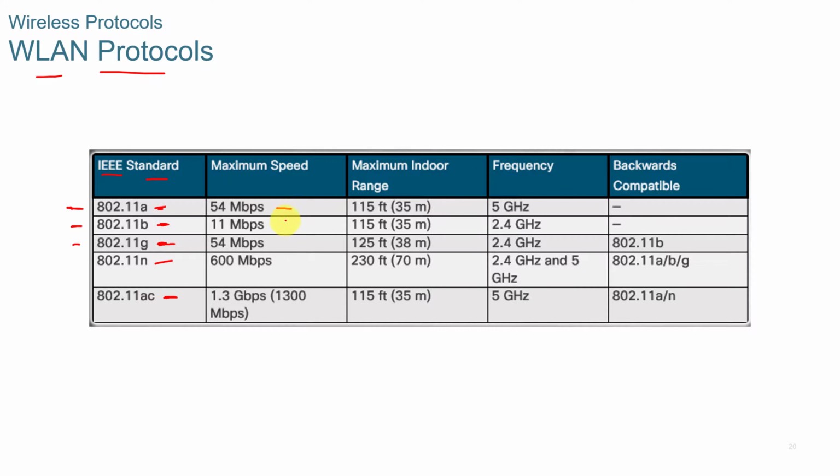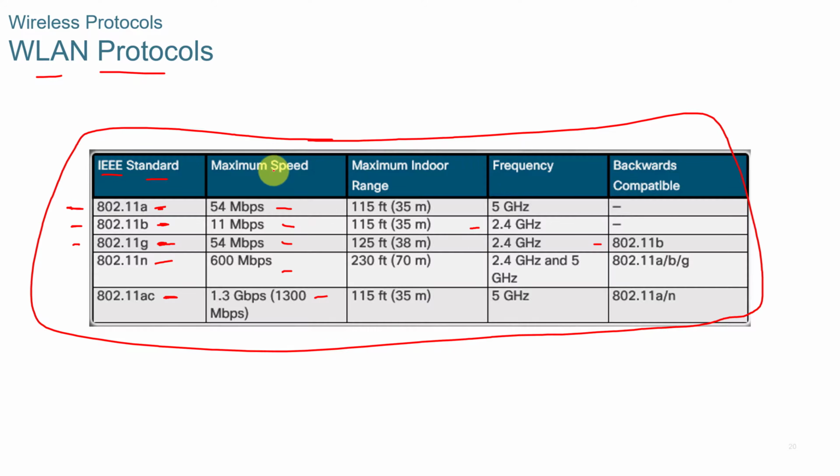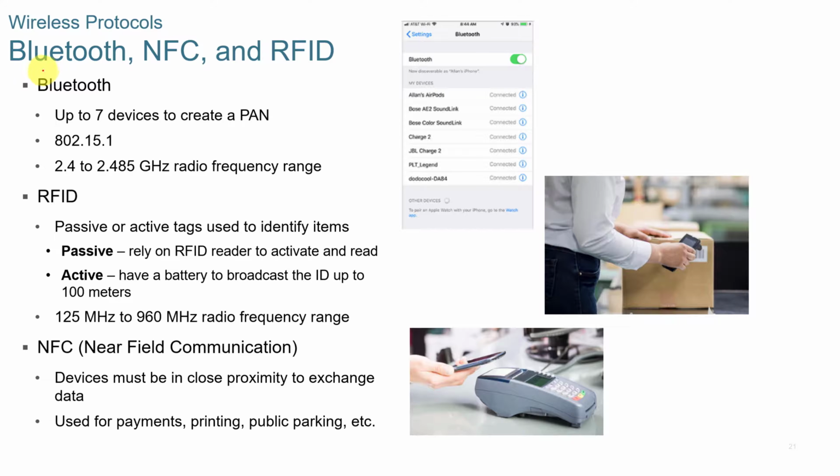But you can see the different speeds here. You need to be familiar with the speeds for the exams in this course. You do need to know some of the ranges and the frequencies and the backwards compatibility. For the CompTIA Network Plus, you're definitely going to need to memorize this information and have that ready for the exam.